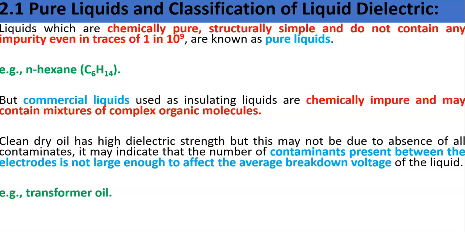So that will be the commercial pure liquid. The commercially pure liquid will be insulating liquids which are chemically impure. These are chemically impure, because commercial liquids will have a number of impurities. Those impurities might be solid, gas, or liquid, any type of impurities. So it is said to be chemically impure and may contain mixtures of complex organic molecules.